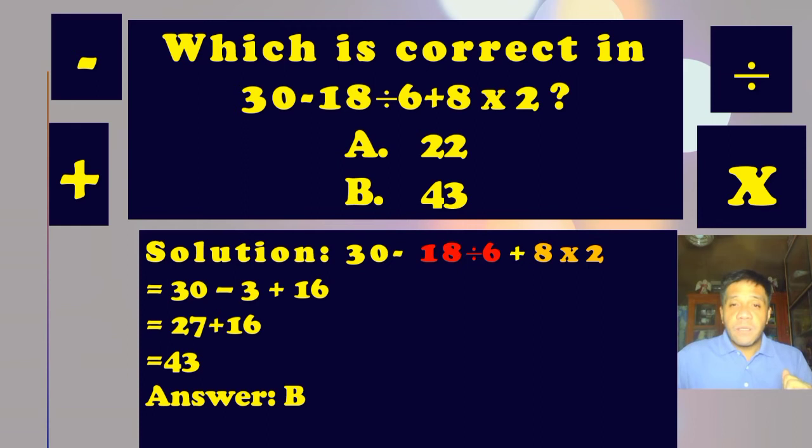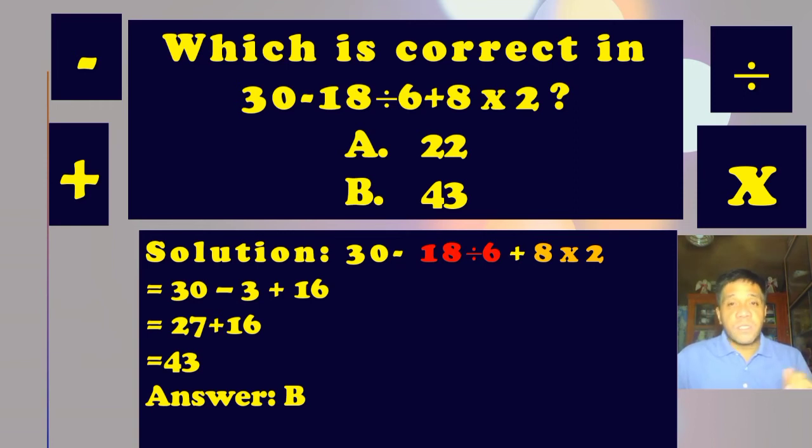And by the way, take note that the addition and subtraction are what identify and separate the terms. In this given example, we have 30 as the first term, 18 divided by 6 as the second term, and 8 times 2 as our third term. So we have 3 terms in this expression.